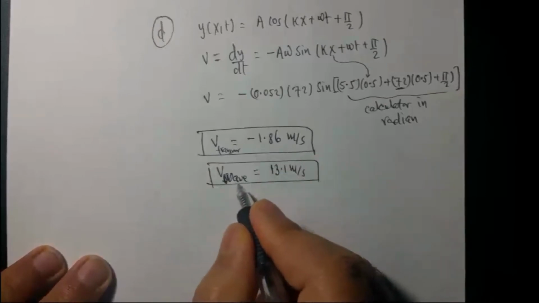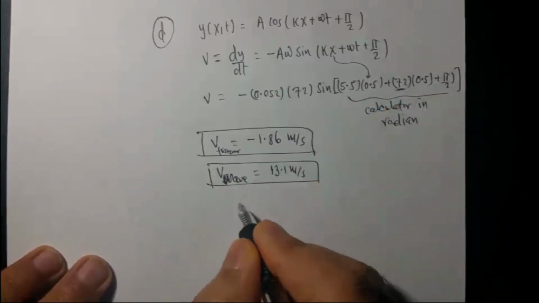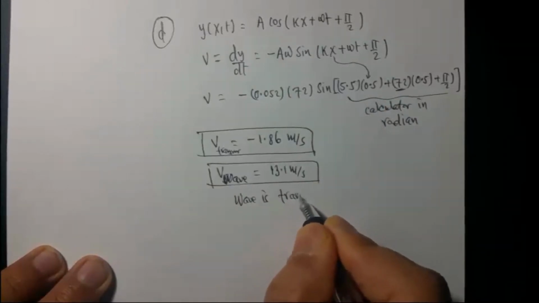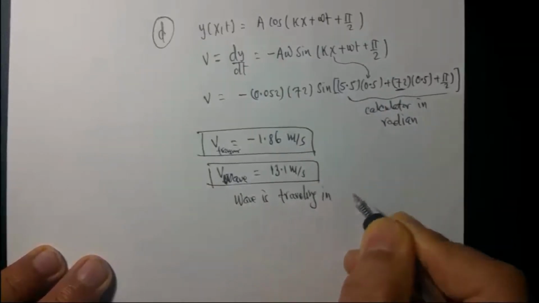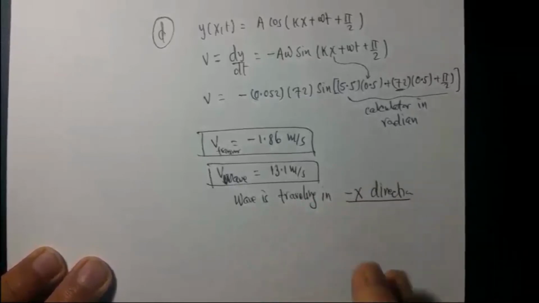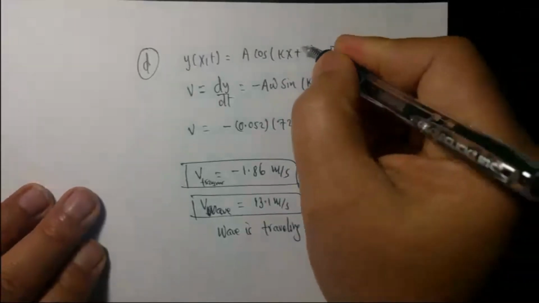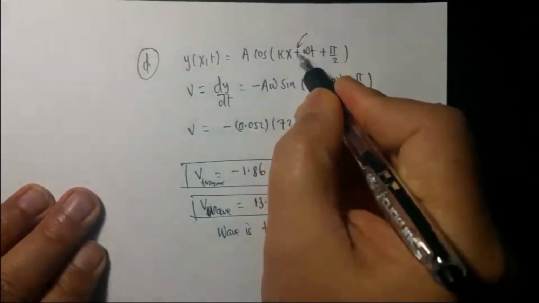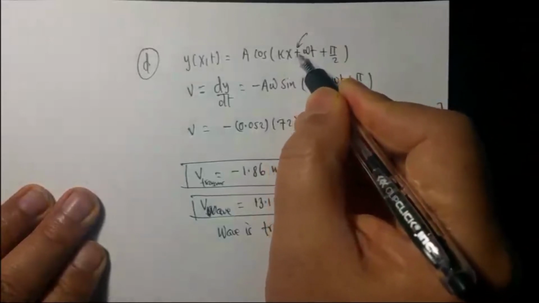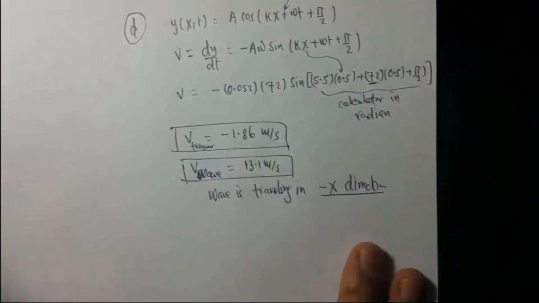And also the wave as a whole is traveling in negative x direction, not positive x direction. Remember, in our lecture we talked about that. If you have a positive sign here, the wave is traveling in negative direction. If you have a negative here, the wave is traveling in positive x direction. Okay, so that's how you calculate.